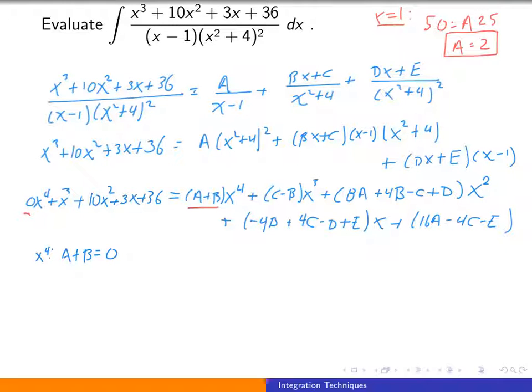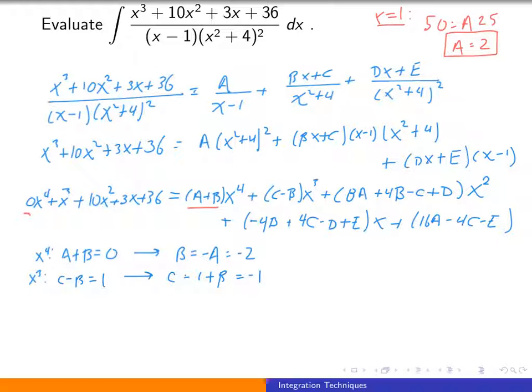And let's just go ahead and note at this point, since we know A is equal to 2 from our previous work, we have B is equal to minus A, which is minus 2. Now if we compare the coefficients of the x cubed terms, we have 1 is equal to C minus B, which if we work with this, that tells us C is equal to 1 plus B, which is 1 minus 2, which is minus 1.